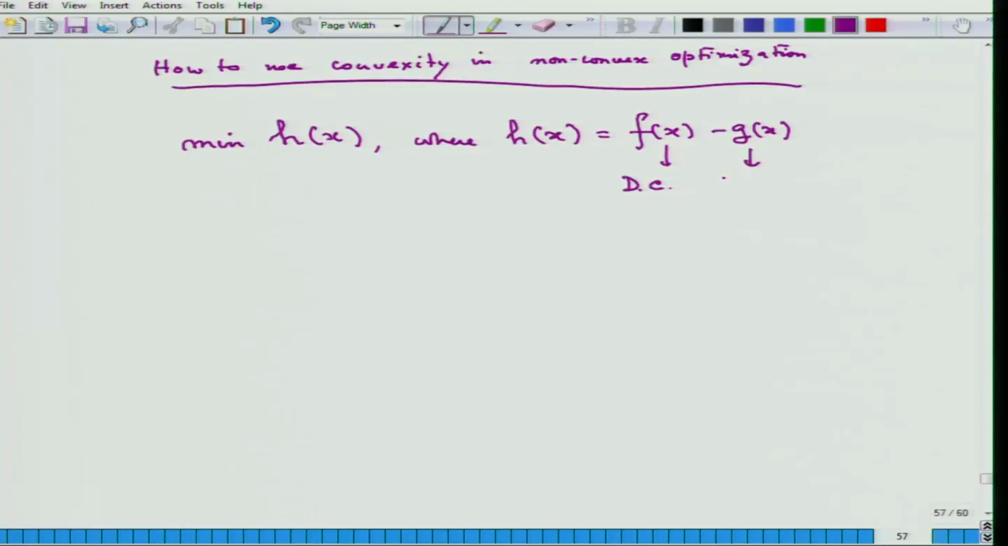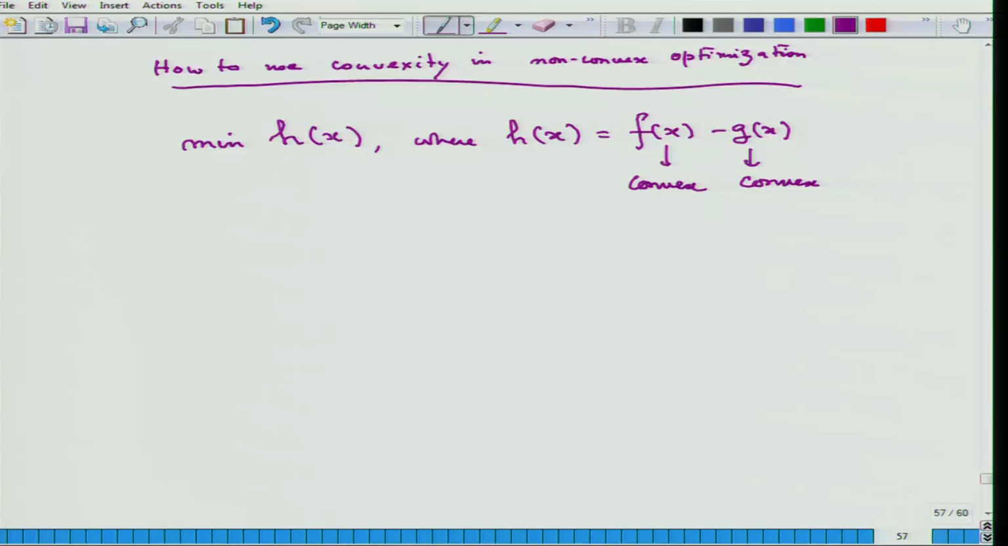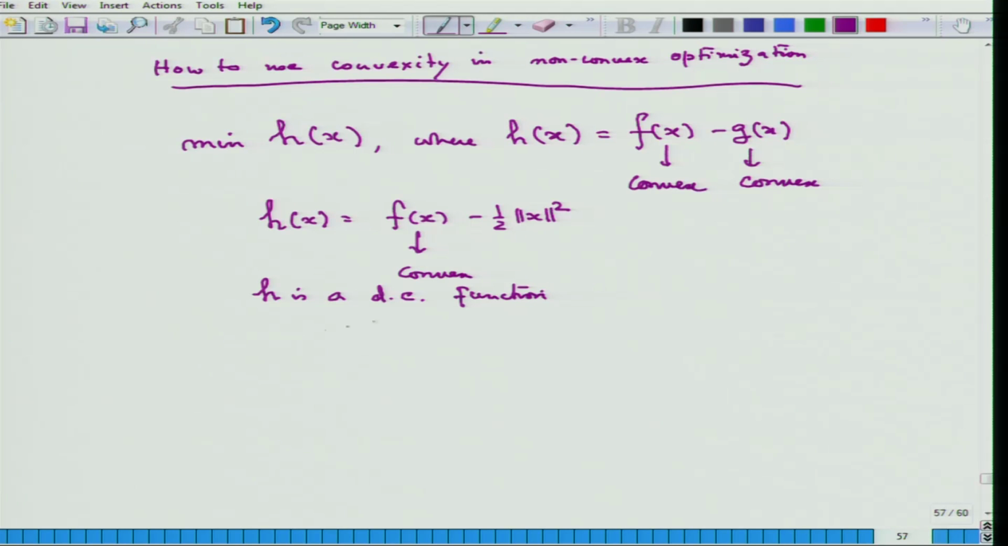This is called a difference of convex function, a DC function, if f(x) is convex and g(x) is convex. There are many problems of this type, f(x) minus g(x). In this case h is called DC, where DC is the short form of difference of convex. But here the components are convex functions.